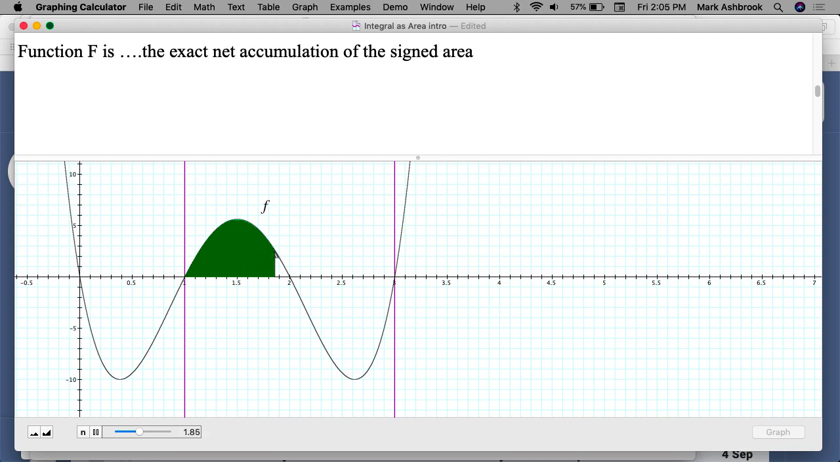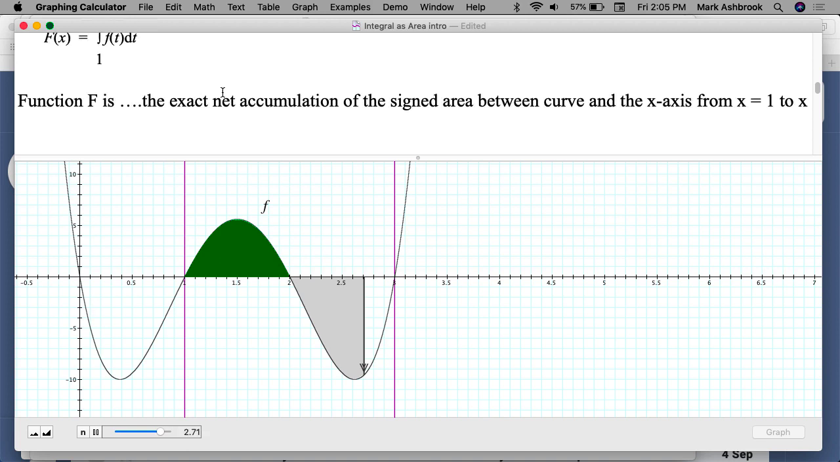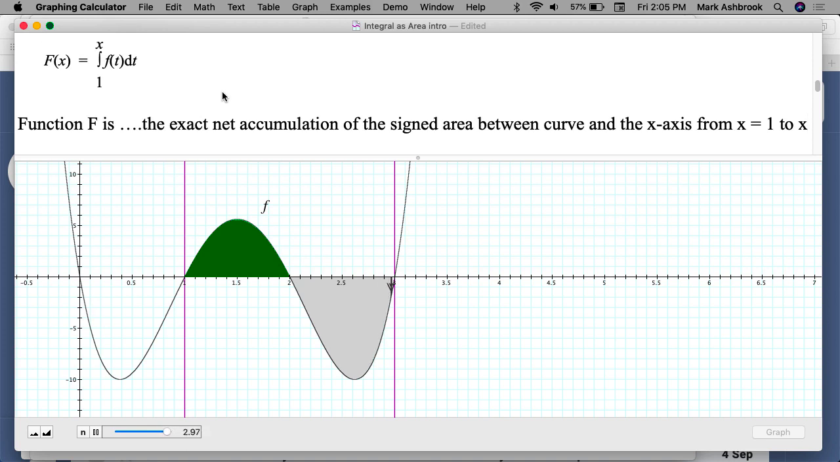So horizontally, it's from 1 to x. But what gives us the area up and down, right? Under the curve. Yeah, so not always under, right? So between the curve and the x-axis. So we'll say signed area between the curve and the x-axis from x equals 1 to x. So function capital F is the exact net accumulation of signed area between the curve and the x-axis from x equals 1 to x.